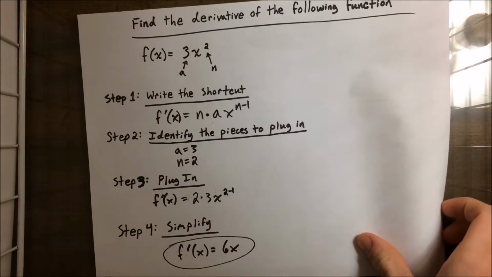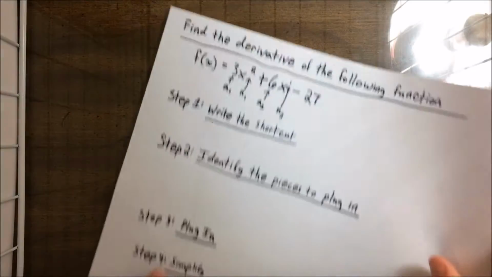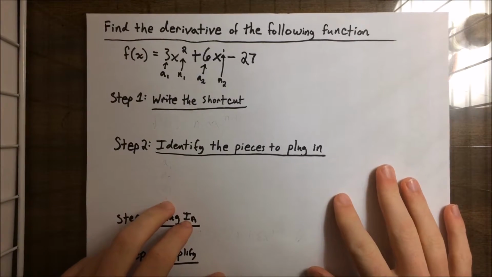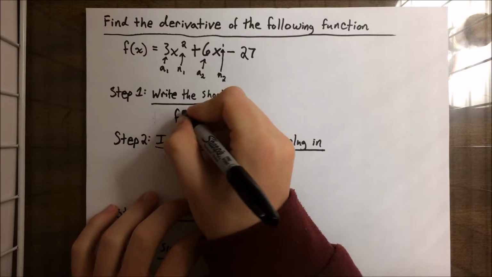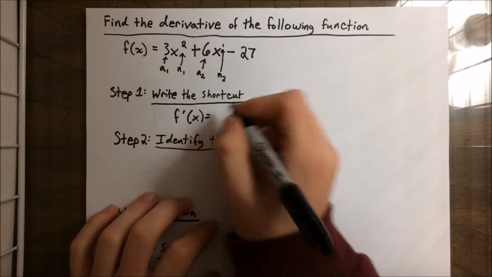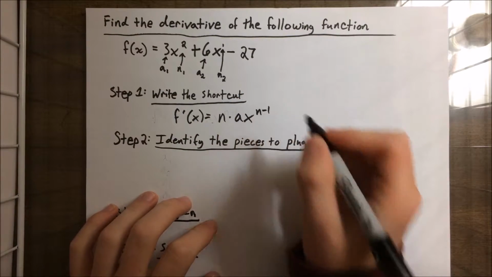Alright, let's go ahead and look at another example. In this next example, it's going to be a little bit more complicated. This time we're taking the derivative, but there's more than just one component. So let's write the shortcut again for step 1. f prime of x is equal to n times a x to the n minus 1.